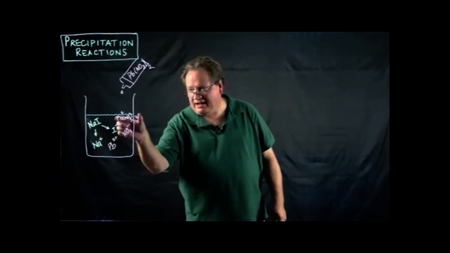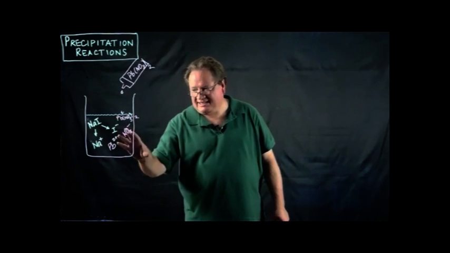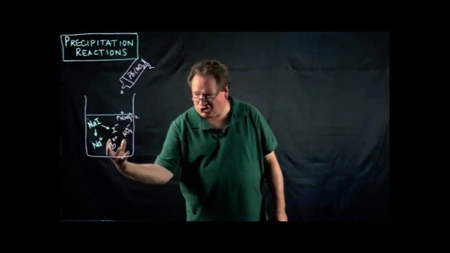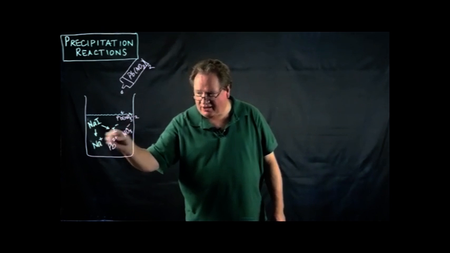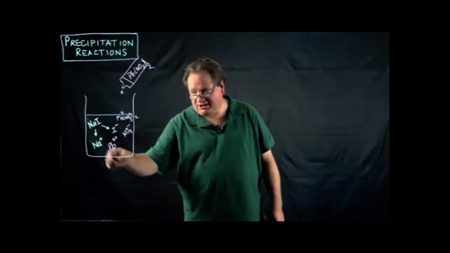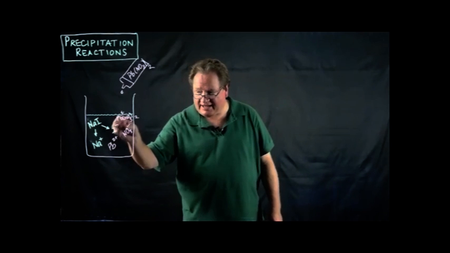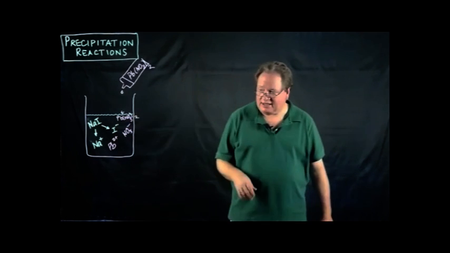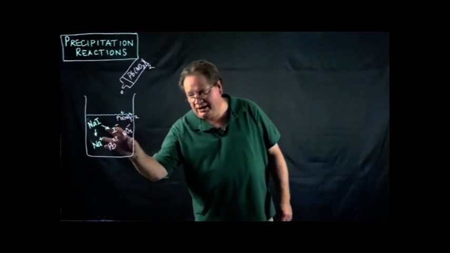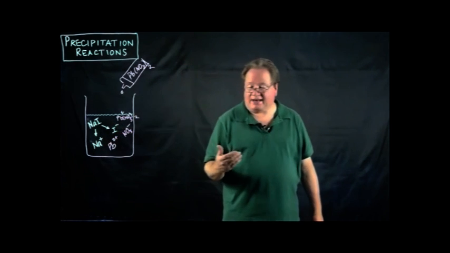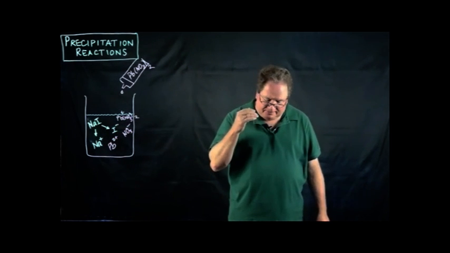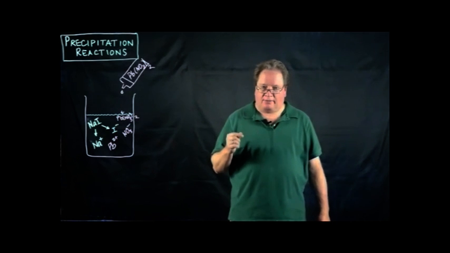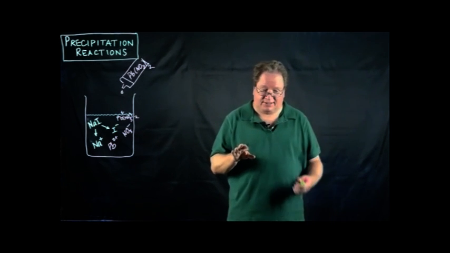So the way to think about this is not as two full compounds, sodium iodide and lead nitrate. Instead, you should be thinking about this as this soup that contains all of these ions: the positive sodium, the positive lead, the negative iodine, the negative nitrate. All of these guys are really what's floating around inside of here.